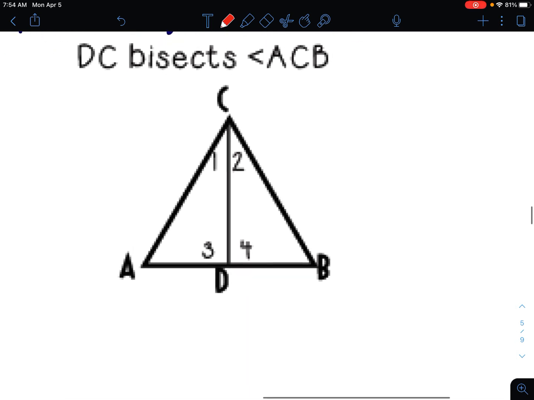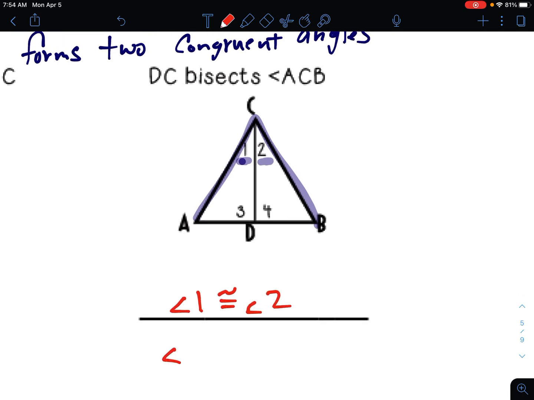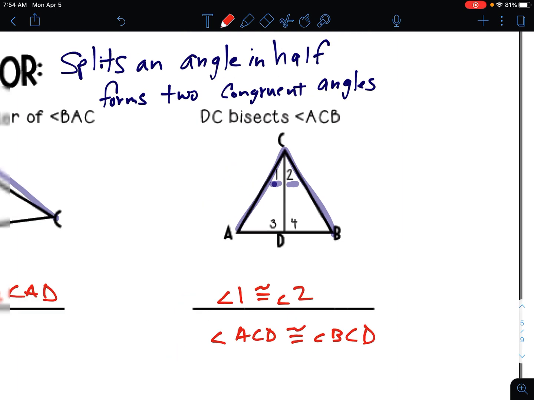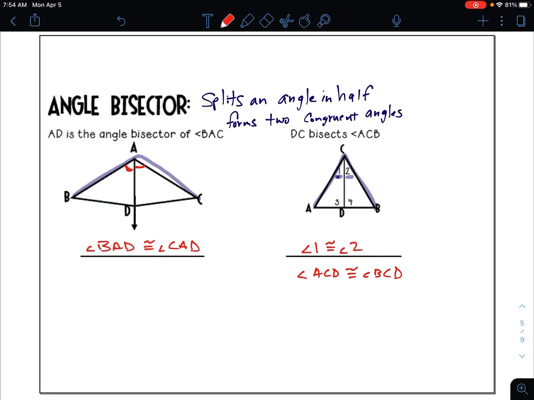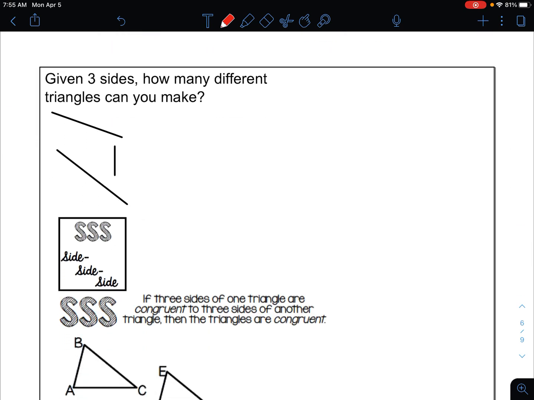All right, DC bisects ACB. So again, ACB is the one getting bisected. That means this angle here and this angle here are congruent. Since they have numbers, I can do angle 1 is congruent to angle 2. If they didn't give me the numbers, then I would have to say angle ACD is congruent to angle BCD. Angle bisector, we could split angles in half, okay?